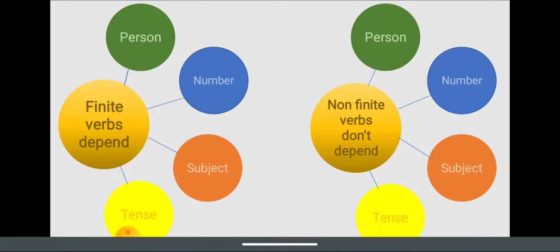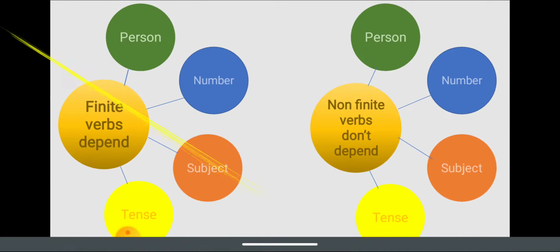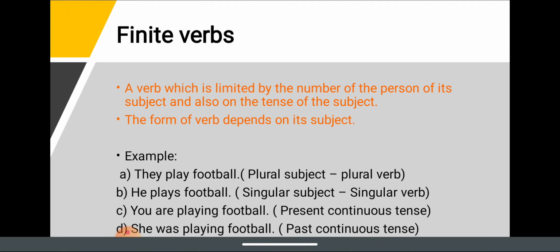Finite verbs depend on person, number, subject and tense. On the other side, non-finite verbs do not depend on any person, number, subject or even tense of the sentence. Finite verbs are limited by the number and person of their subject.